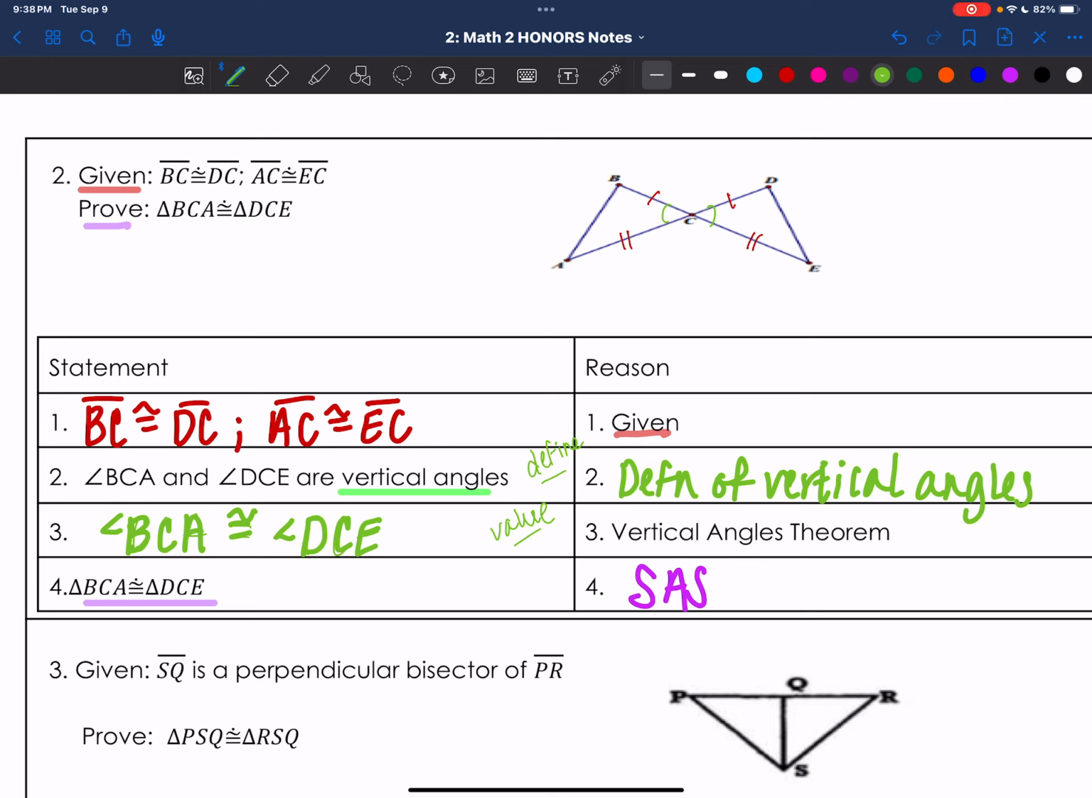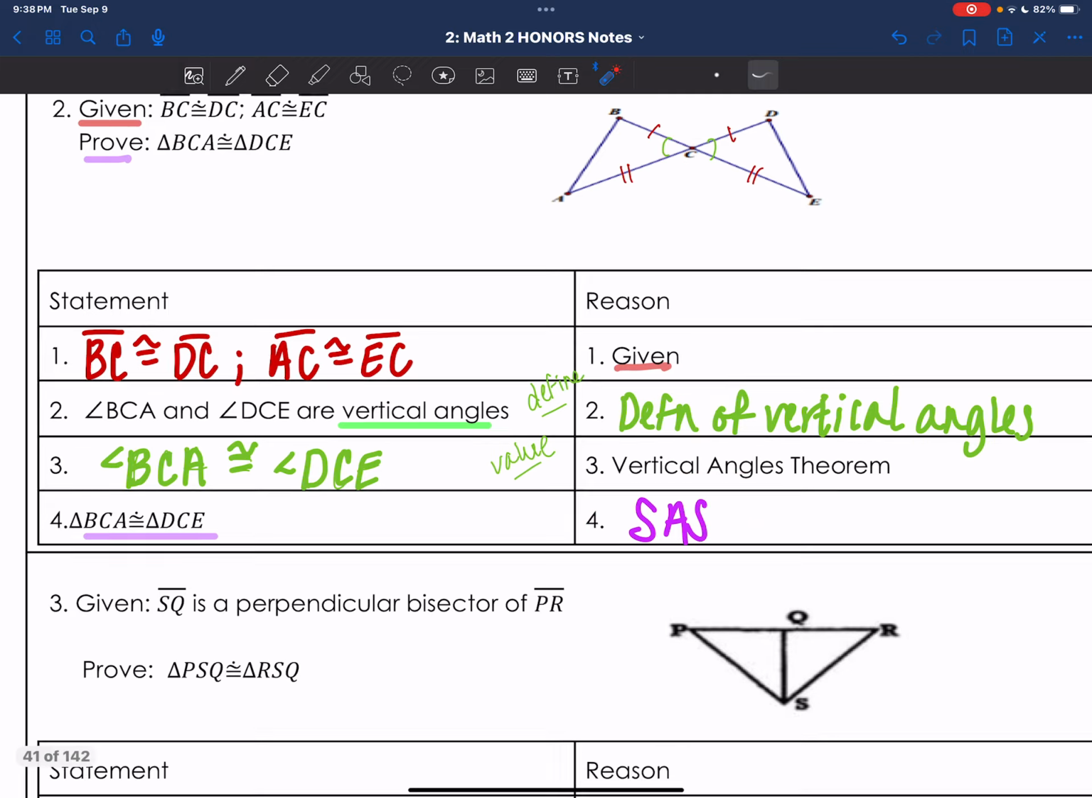And then last but not least, you have to name your triangles, and we need to figure out why they're congruent by what. So remember, it's BCA is congruent to DCE, and we know that because of side, angle, side.